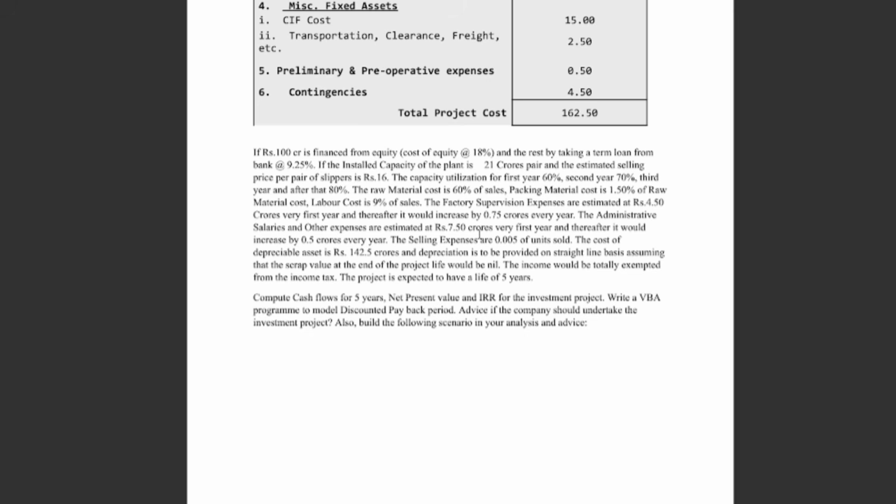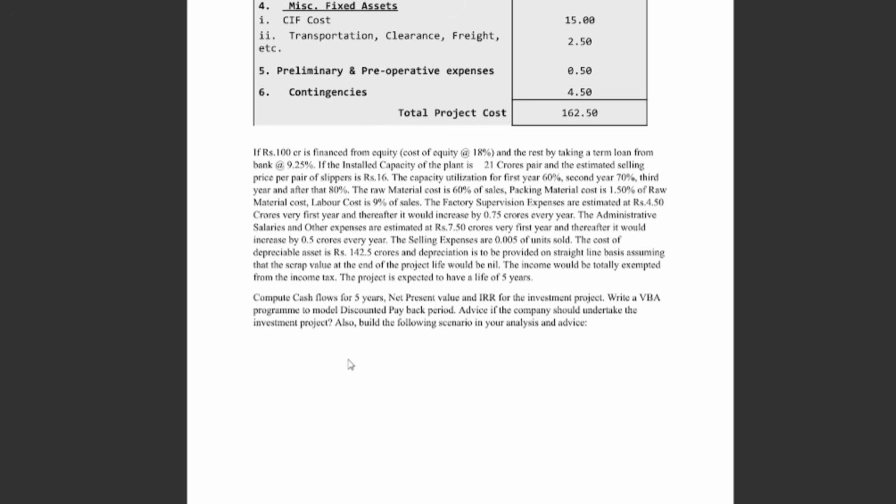The administrative salaries and other expenses are estimated at 7.5 crores for the first year, and it would increase by 0.5 crores every year. The selling expense here is 0.005 of units sold. The cost of the depreciable asset is 142.5 crores, and depreciation is to be provided on the straight line method, assuming that the scrap value at the end of the project life would be nil. The income would be totally exempted from tax, and the project is expected to have a life of 5 years.